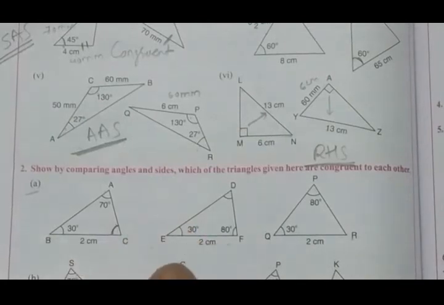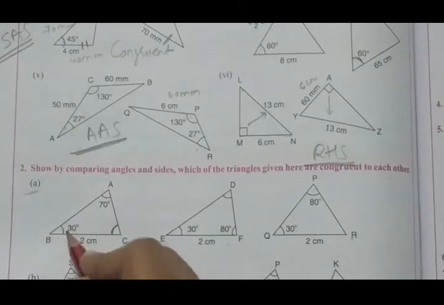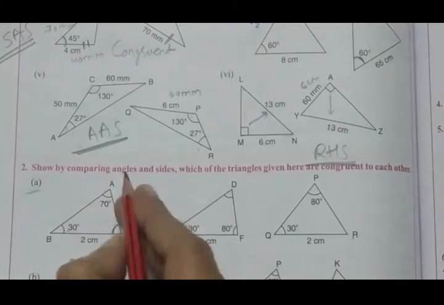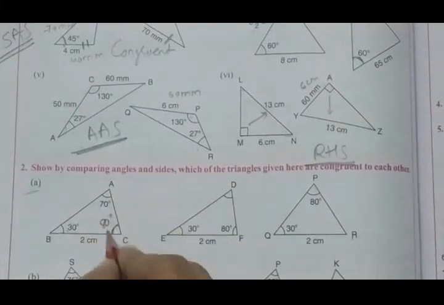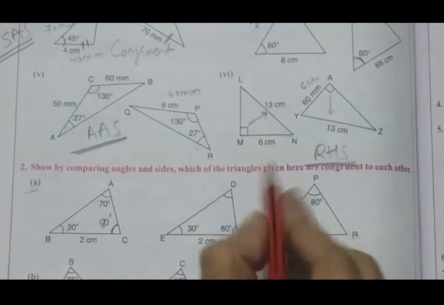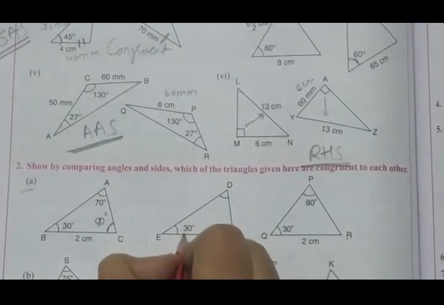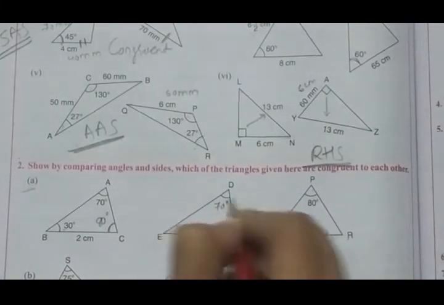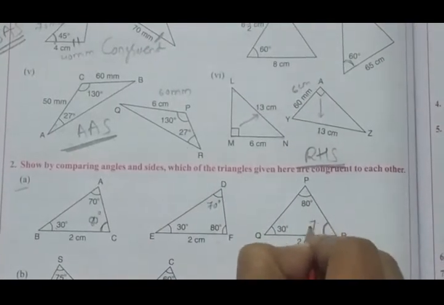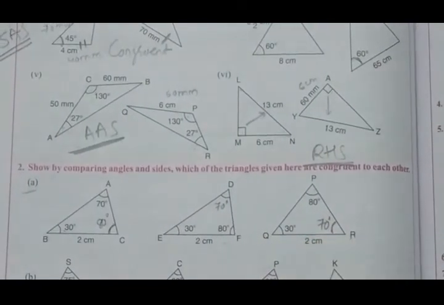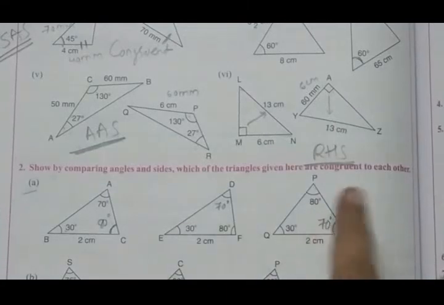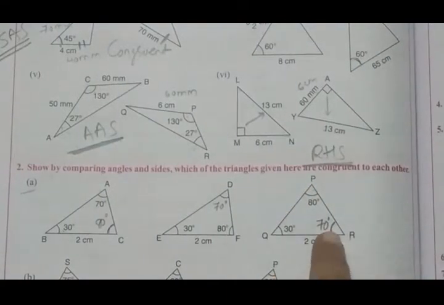We know that the sum of three angles in a triangle is 180 degree. So this is 70 plus 30, 100. So the remaining angle should be 80 degree. This we can find by angle sum property. Here 80, 30 means the third angle should be 70. Here also the third angle should be what? 70. Because the sum of the measures of three angles should be 180. So I've added them and subtracted from 180.